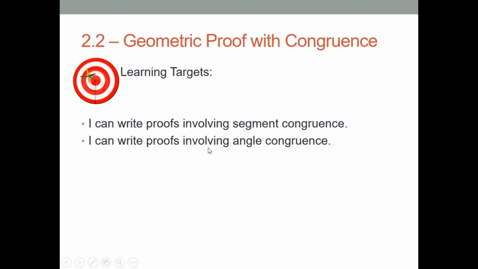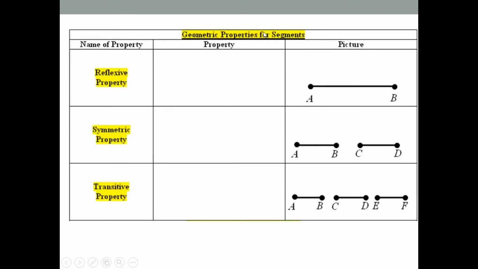So let's dig in. Before you can start writing out geometric proofs, you need to know some different properties that we can use in the context of geometric figures. So we've talked about these three properties in terms of algebra. In terms of geometry, the reflexive property basically just says that a segment length is equal to the length of the same segment. All things are equal to themselves.